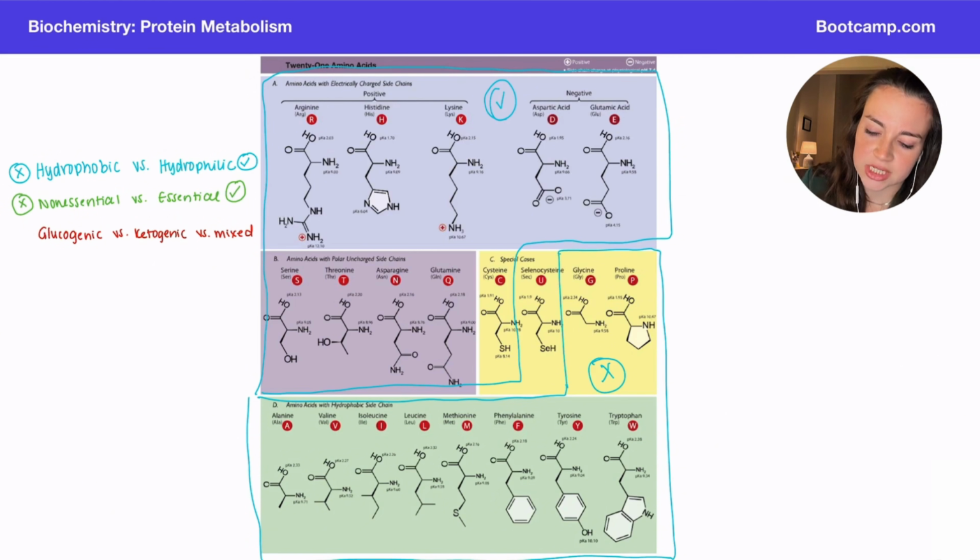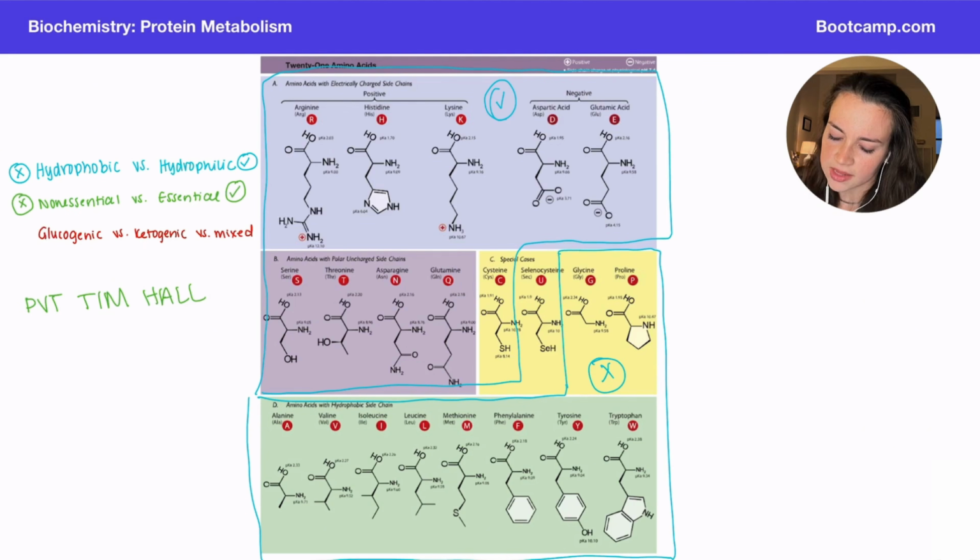The next categorization technique we can use is non-essential versus essential. So an essential amino acid is one that is essential to take in through your diet because you can't make it within your body. Compare that to a non-essential amino acid, which can be synthesized from other materials within your body. And the mnemonic I like to use for the essential amino acids is Private Tim Hall, spelled out like that, PVT Tim Hall. And that stands for phenylalanine, valine, threonine, tryptophan, isoleucine, methionine, histidine, arginine, leucine, and lysine.